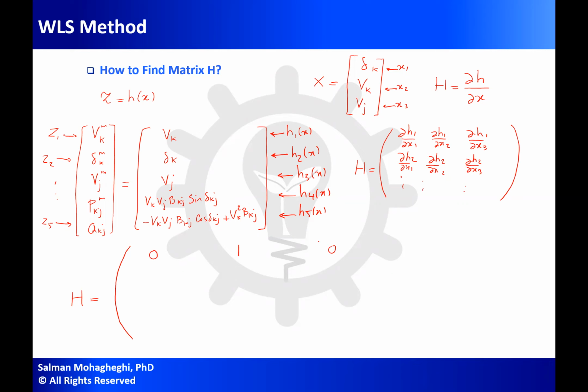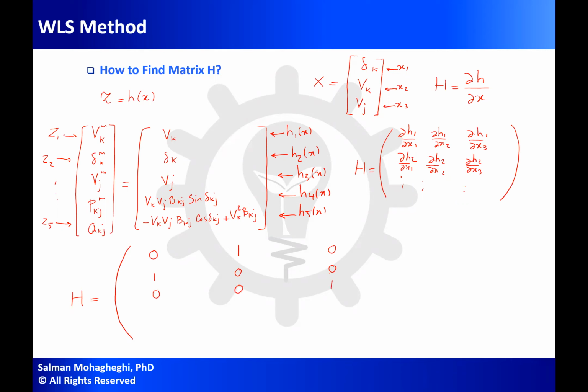Let's come to H2 of X. The derivative of H2 of X, which is delta K, with respect to delta K is 1. With respect to Vk is 0. With respect to Vj is 0. The derivative of Vj, which is H3 of X, with respect to delta K is 0. With respect to Vk is 0. With respect to Vj is 1. These are pretty trivial, but the ones that we have to work on a little would be the equations for Pkj and Qkj.